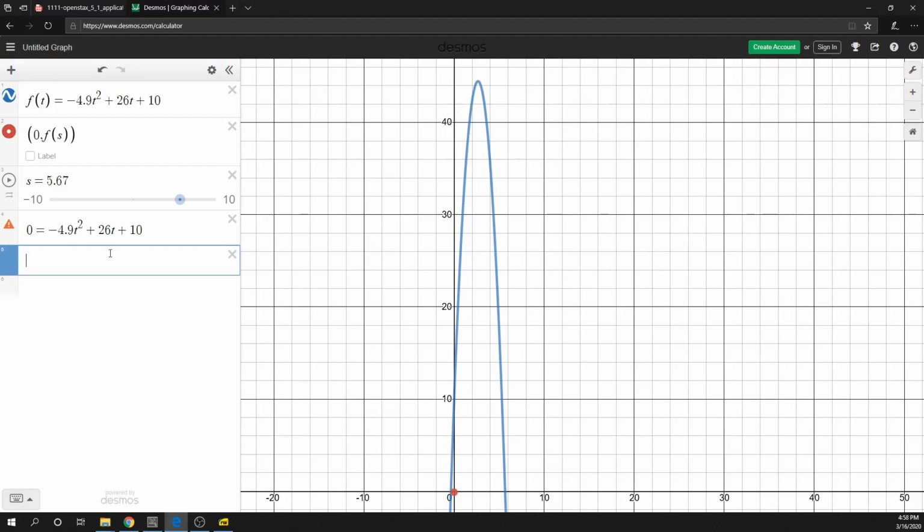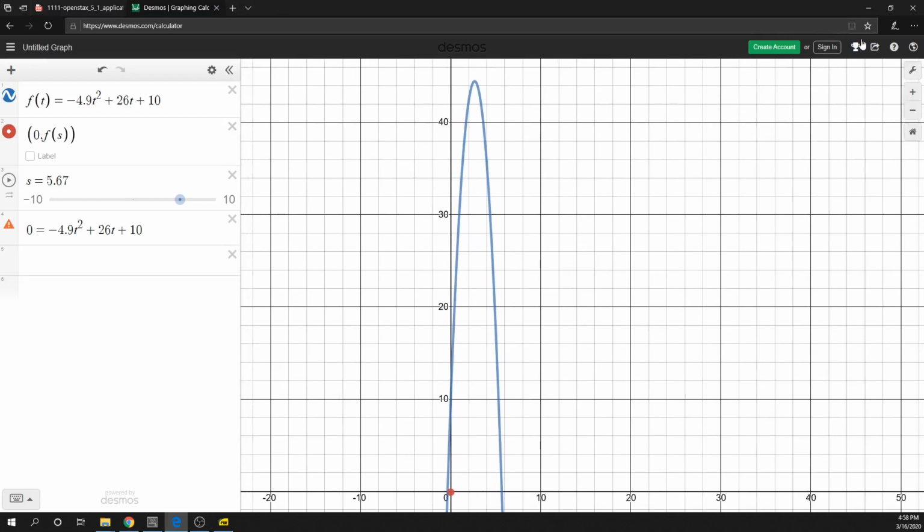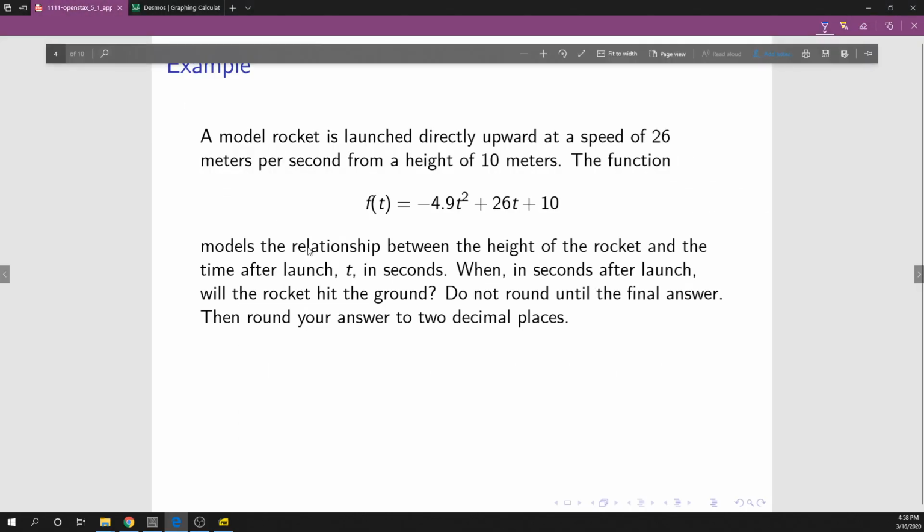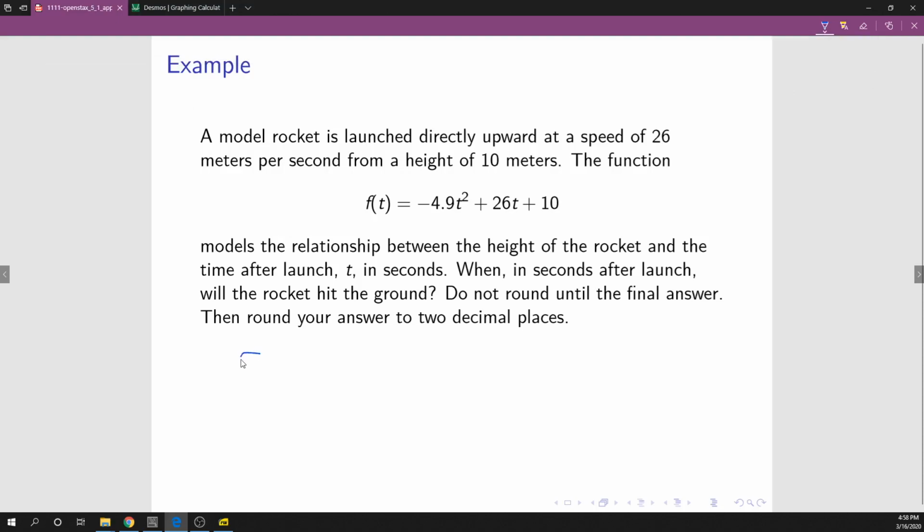Now, factoring that is probably a no-go, so my recommendation is just to use the quadratic formula. So let's go ahead and do that. So our A is negative 4.9. Our B is 26. Our C is 10.